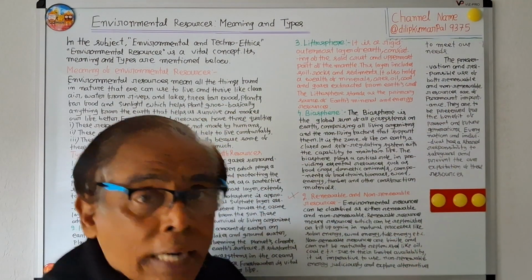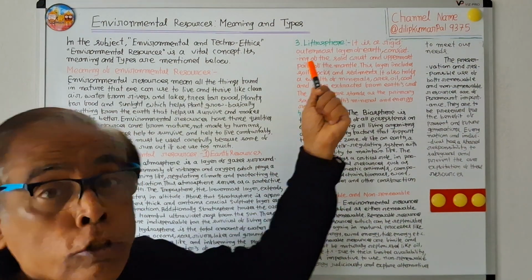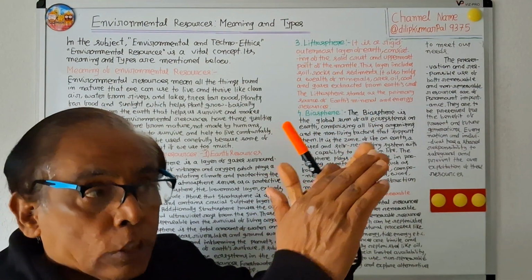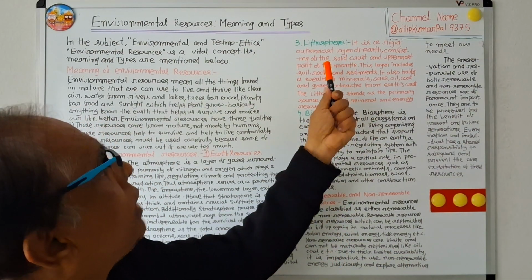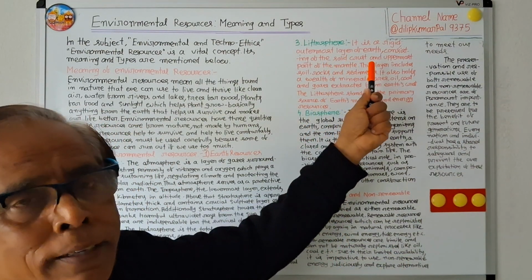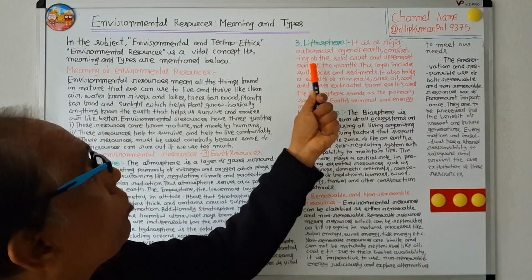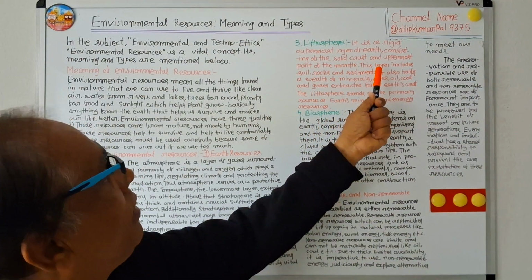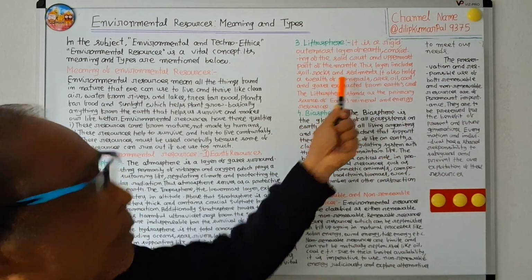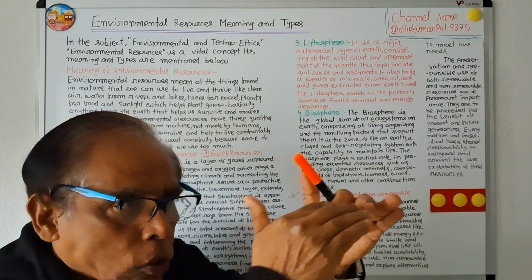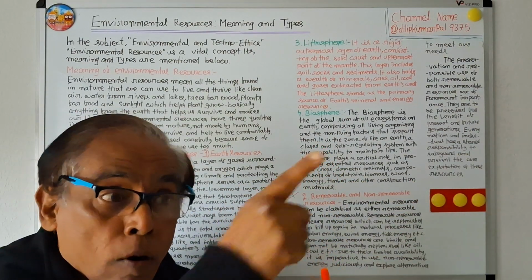The third category of earth resource is lithosphere. Lithosphere means the solid part around the earth. It is a rigid outermost layer of the earth, consisting of the solid crust and uppermost part of the mantle. The lithosphere is the solid portion around the earth.